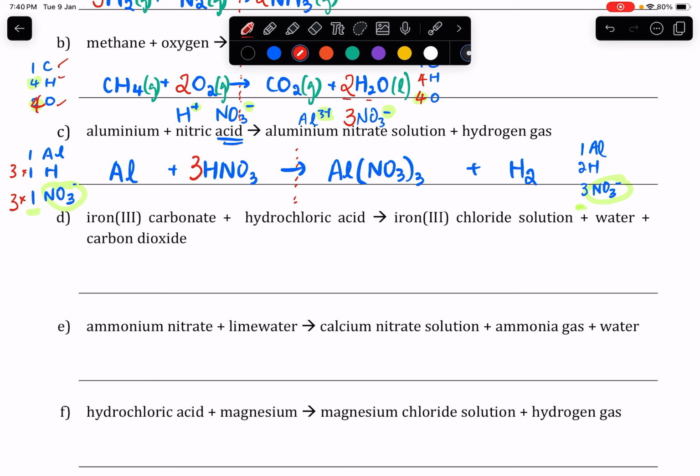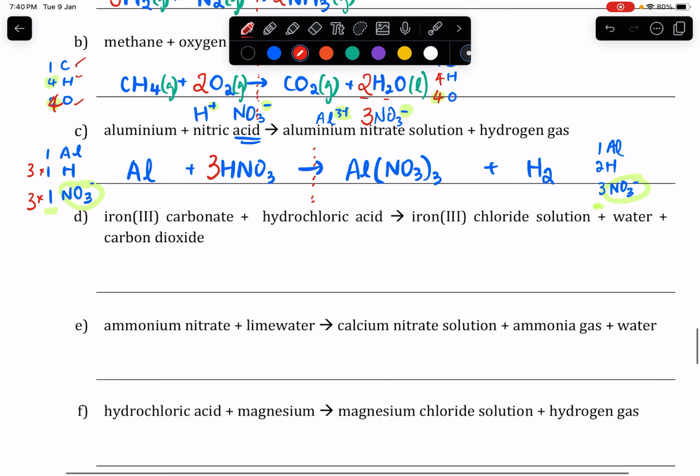Now the H don't balance. Left side is 3, right side is 2. How to make it the lowest common multiple? Must make it 6, right? So this one must times 3, put 3 here. This one must further times 2. So this one becomes 6.